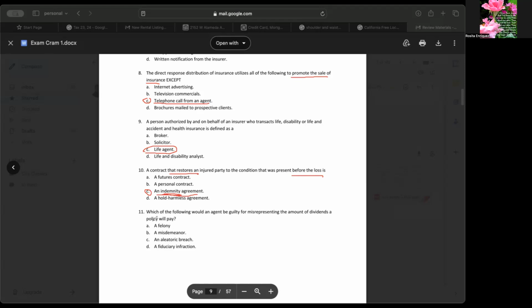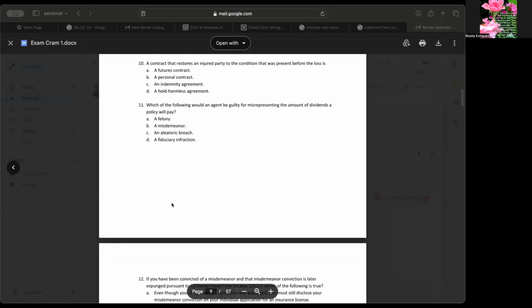Number 11. Which of the following would an agent be guilty for misrepresenting the amount of dividends a policy will pay? That will be a misdemeanor. Just like not releasing information or the books to the insurance commissioner, that is a misdemeanor. So misrepresenting the amount of dividends, it's a misdemeanor. All right, let's proceed with number 12.